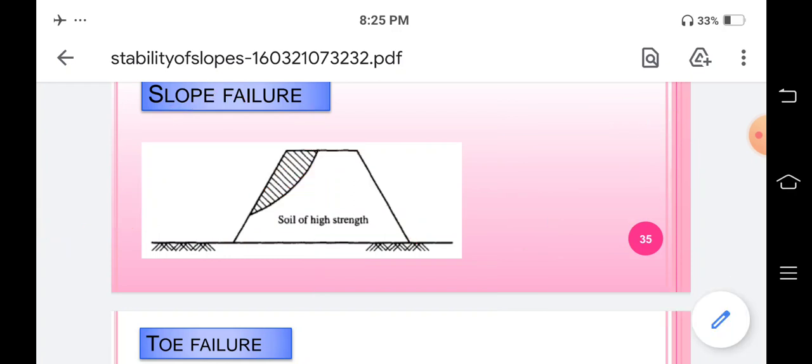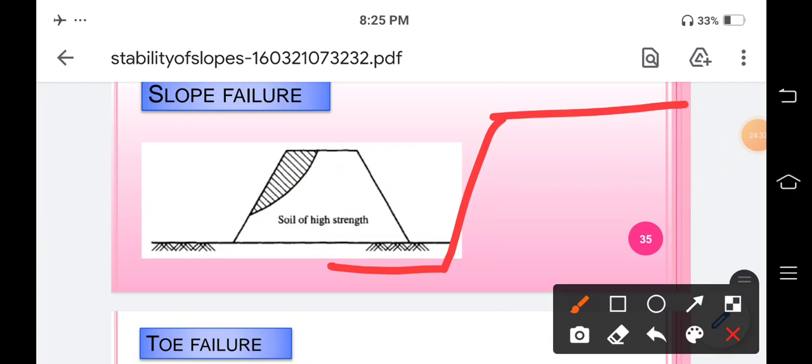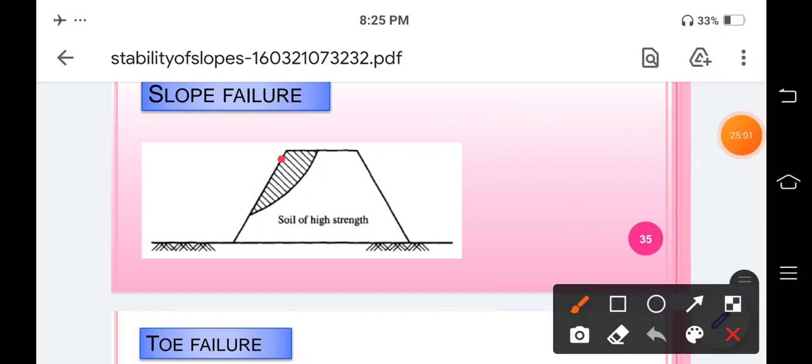So these kinds of failure occur when the upper part is weaker as compared to the lower strata. Suppose this part is made up of loose soil, and this part is made up of hard soil. Obviously this part will slip, or will fail more rapidly as compared to the downward one. This failure, which is shown by these dotted lines, is called a phase failure, or we can call it a slope failure.